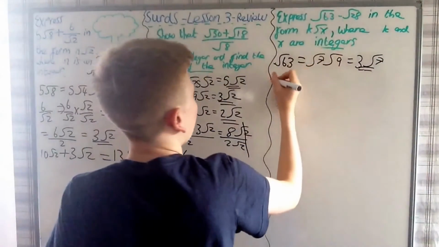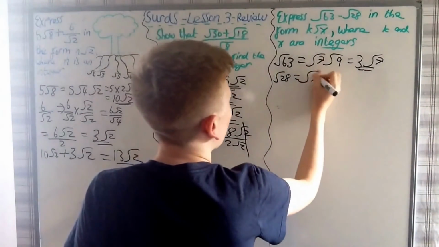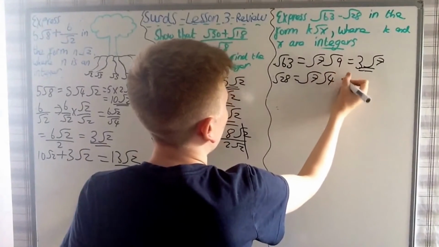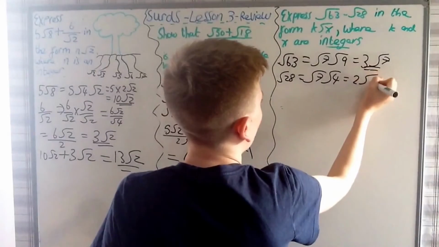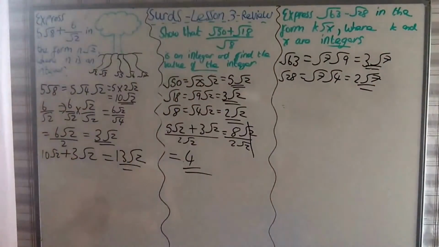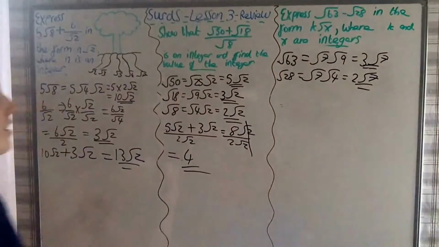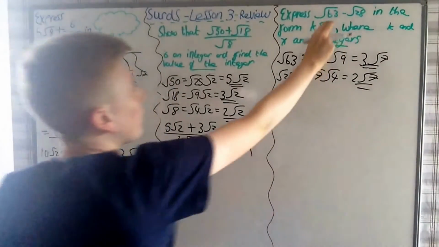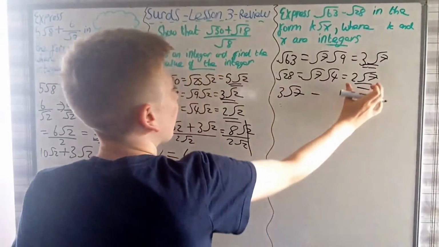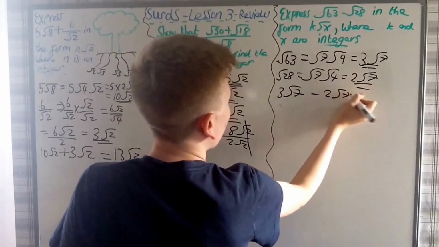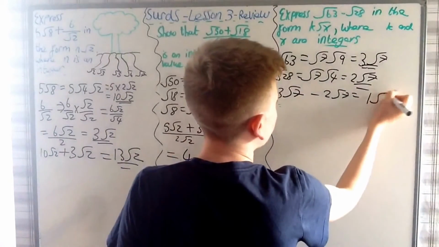Now consider the square root of 28. Well, 7 and 4 make 28, so we can split this up into the square root of 7 multiplied by the square root of 4. The square root of 4 is just 2, so this is 2 multiplied by root 7. Now remember, the question is subtracting the square root of 28 from the square root of 63. Now, the square root of 63 is the same thing as 3 root 7, and the square root of 28 is the same thing as 2 root 7. So we're doing 3 root 7 minus 2 root 7, which is 1 root 7.